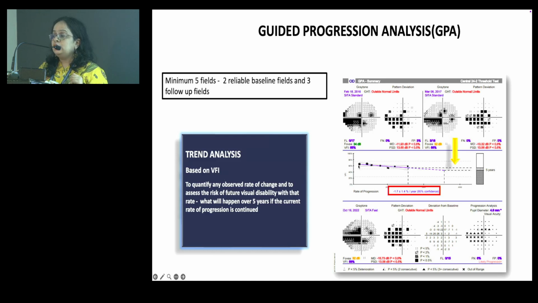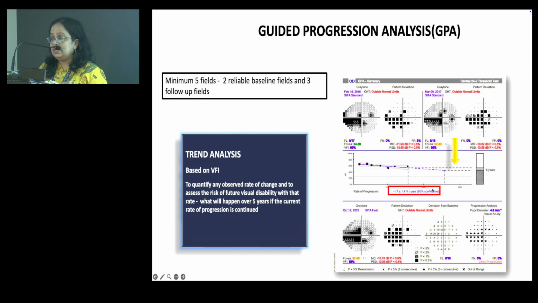So here the visual field index of each visit will be recorded, and the main thing is that the system can extrapolate this data over the next 5 years and tell you, if this patient has the same rate of progression, what the patient's visual field index will be after 5 years.